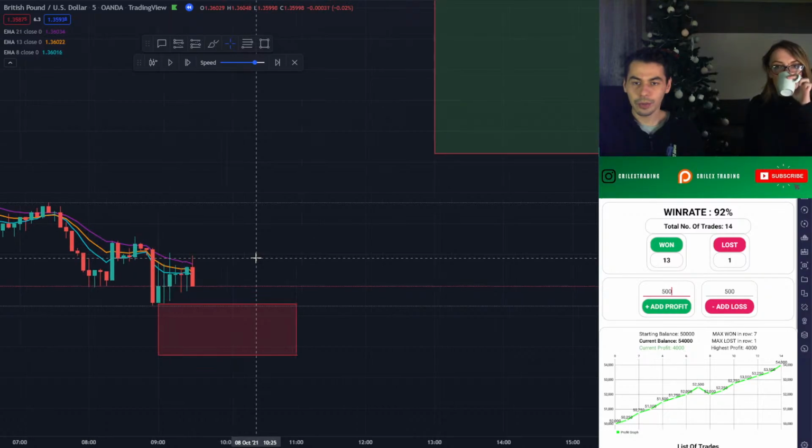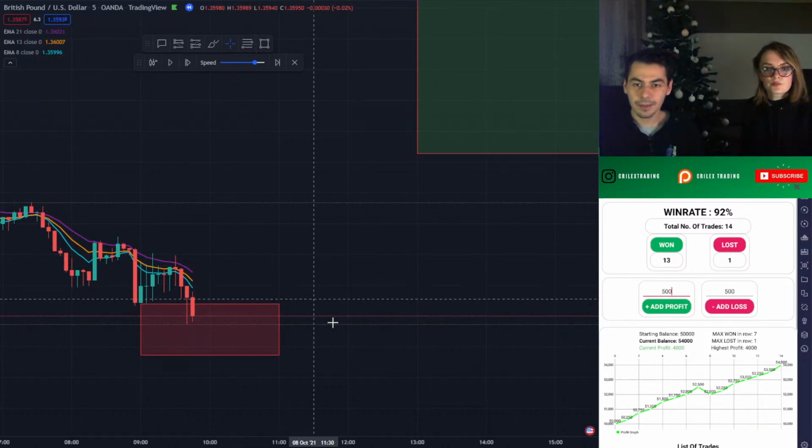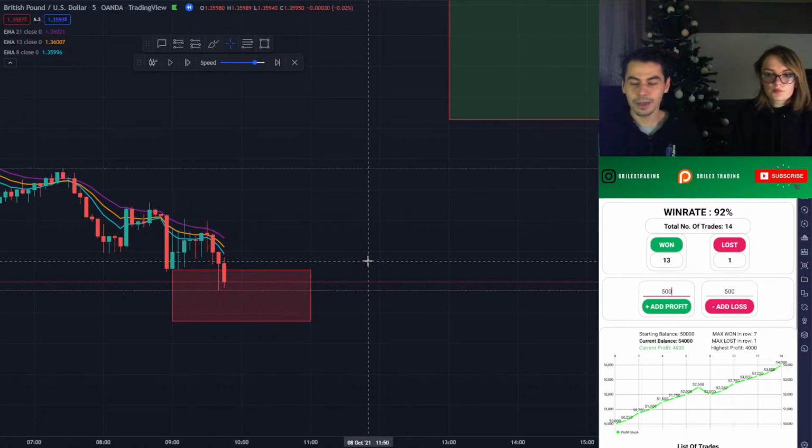I don't think we will find any entries here. Actually, yeah, we have a setup here. On the next retest of this EMA, we will be entering a position.